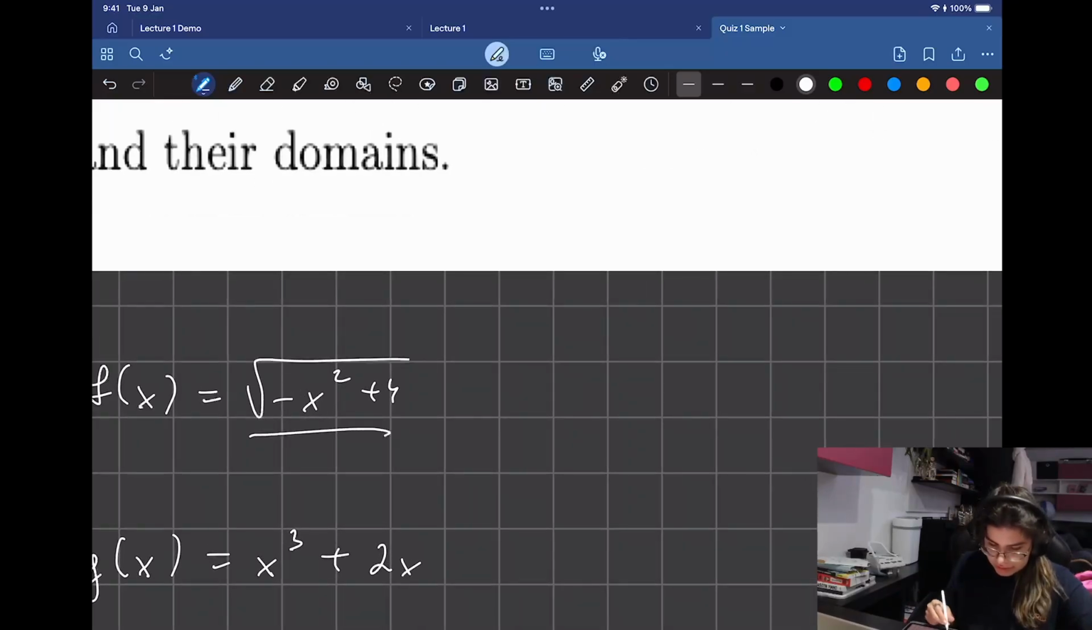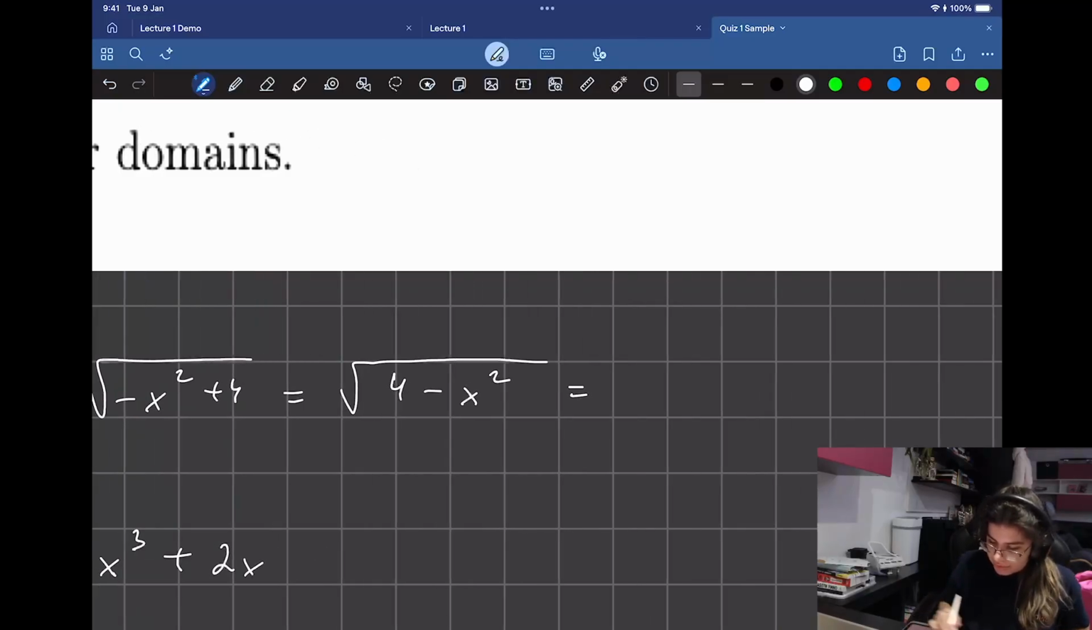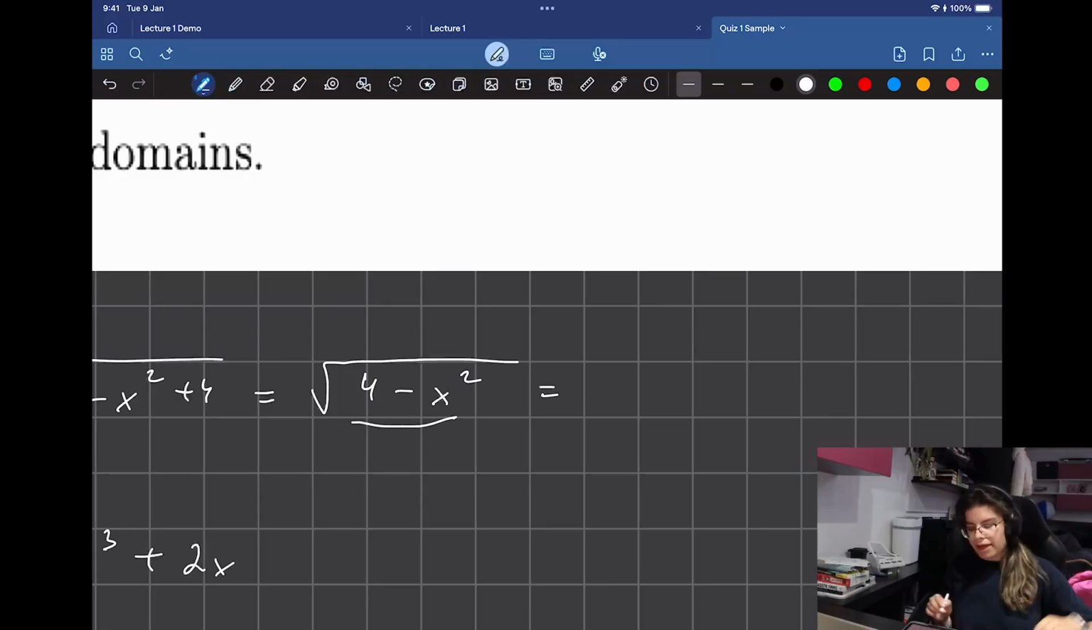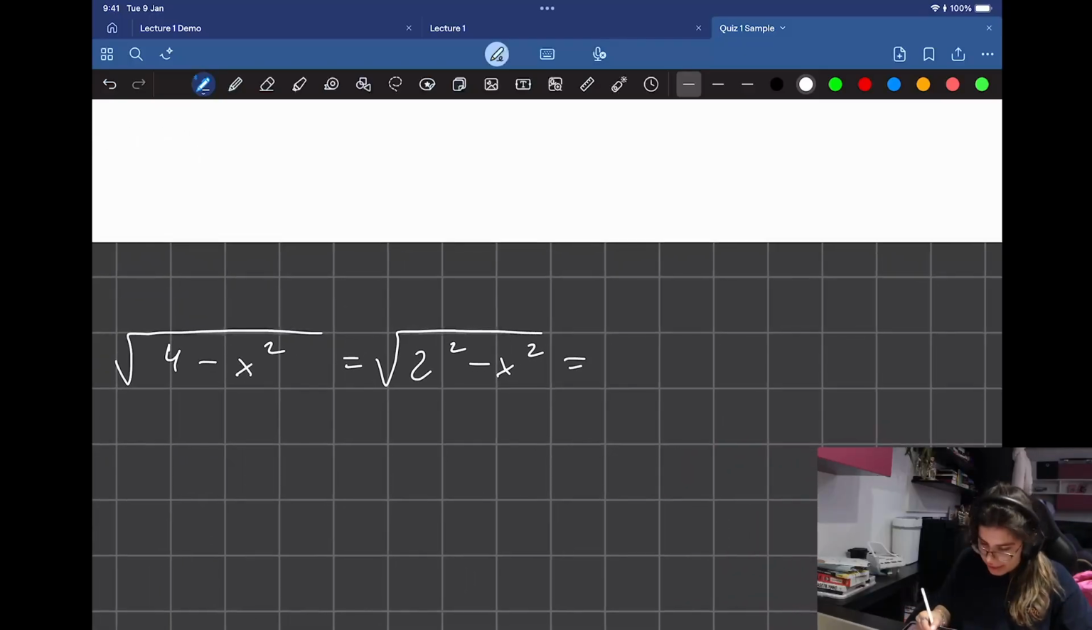Can we simplify this first function? Well, let's see if we can do anything under the radical. First thing, I don't really like square roots with a minus in front, so I would just swap the places of these. And then once I have it in this form, I can recognize that this is basically the difference of squares, right? This can be rewritten as 2 squared minus x squared. And that in turn can be rewritten as 2 minus x times 2 plus x.